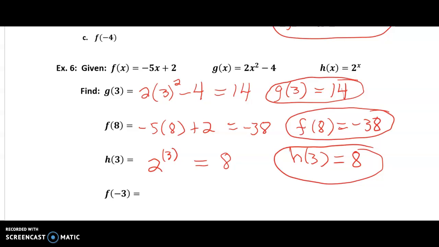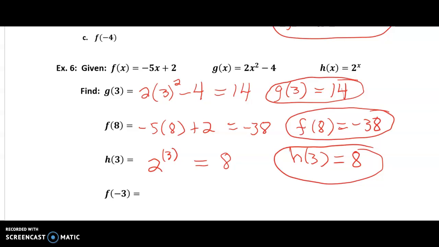F of 8, taking the f of x function, plugging 8 as an input in for x. When we do the computations, we get negative 38 as the output. So f of 8 equals negative 38. Again, 8 as an input, we get an output for the function of negative 38.